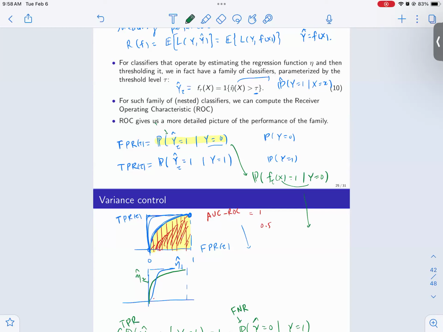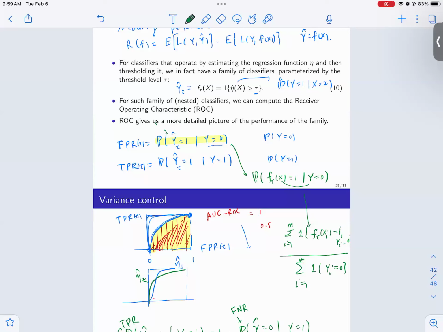points that you classify as 1 within the 0. You can write it as those indicators: summation i from 1 to m, indicator f_tau(x_i) equal to 1, and y_i equal to 0, divided by summation of indicator y_i equal to 0. So that's how you calculate it, and this is for a single tau. And you do the same for the particular tau, and that will give you a point here, and then you vary.